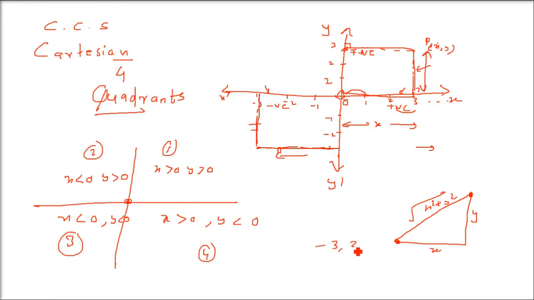Origin is 0, 0. I am just giving an example. If you want to locate -3 and -2, x is less than 0, y is less than 0. So where should it lie? It should be in the third quadrant. So this point will lie in the third part of that plane, the rectangular Cartesian coordinate system.